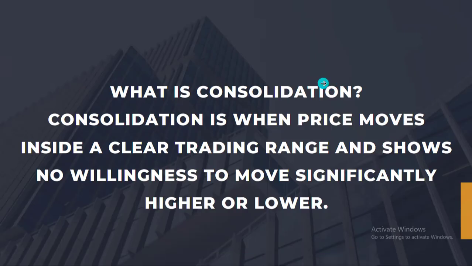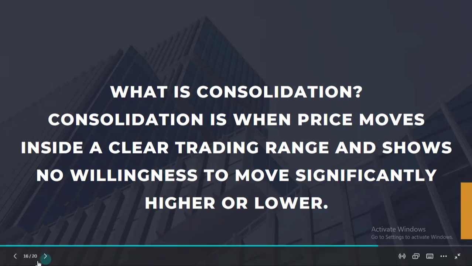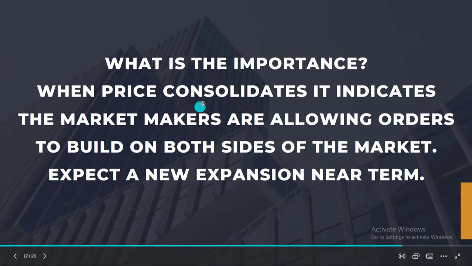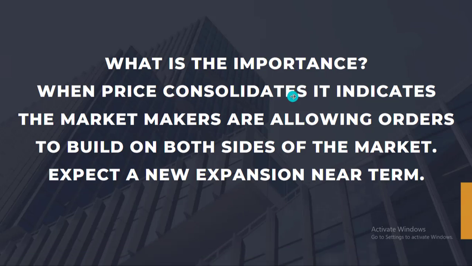The next is consolidation, and consolidation is when price moves inside a clear trading range and shows no willingness to make significant higher or lower moves. Price is between a range. Why is this important? When price consolidates, it indicates that the market makers are allowing orders to accumulate on both sides of the market. So you expect a new expansion in the near term. When you are in a level of consolidation, you should anticipate a new expansion either to the upside or downside in the nearest term.